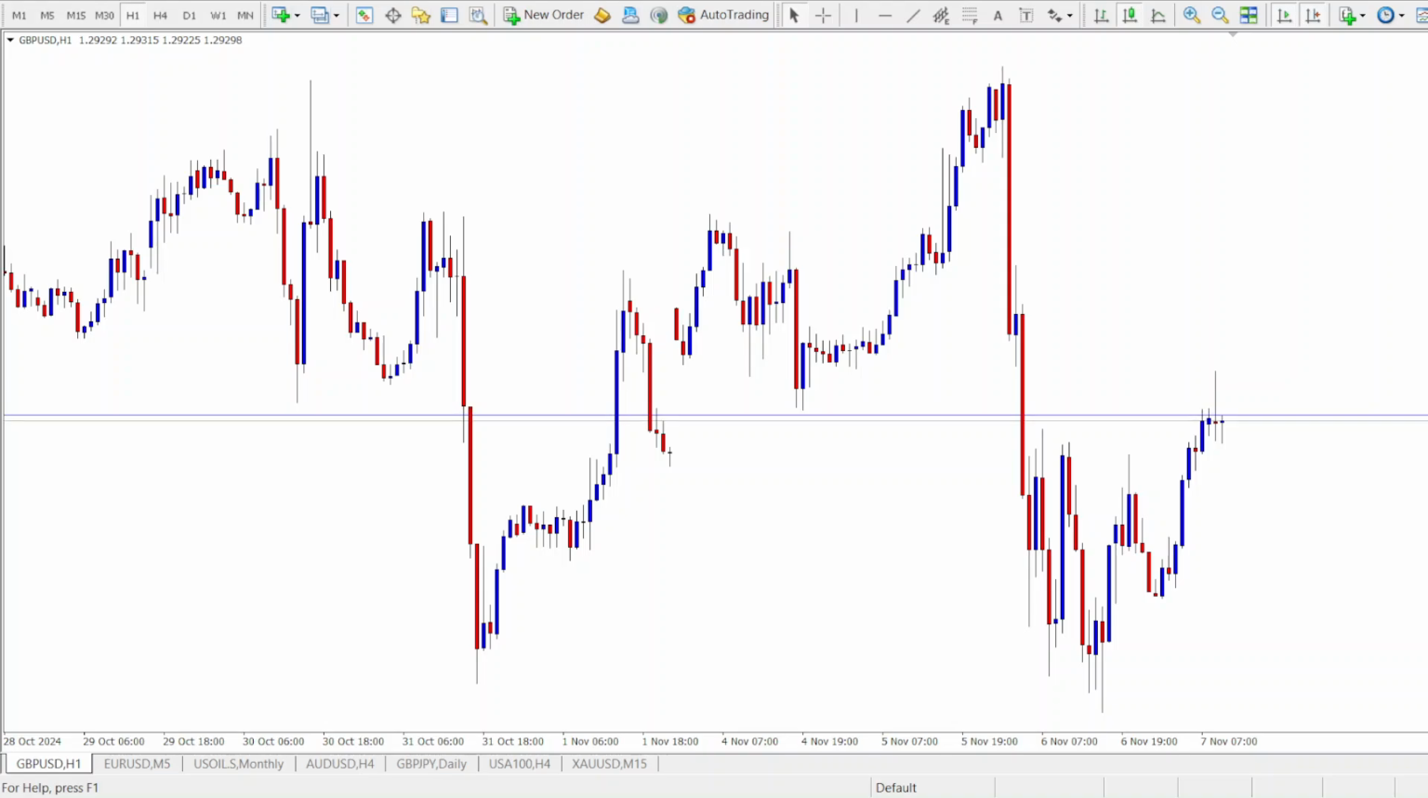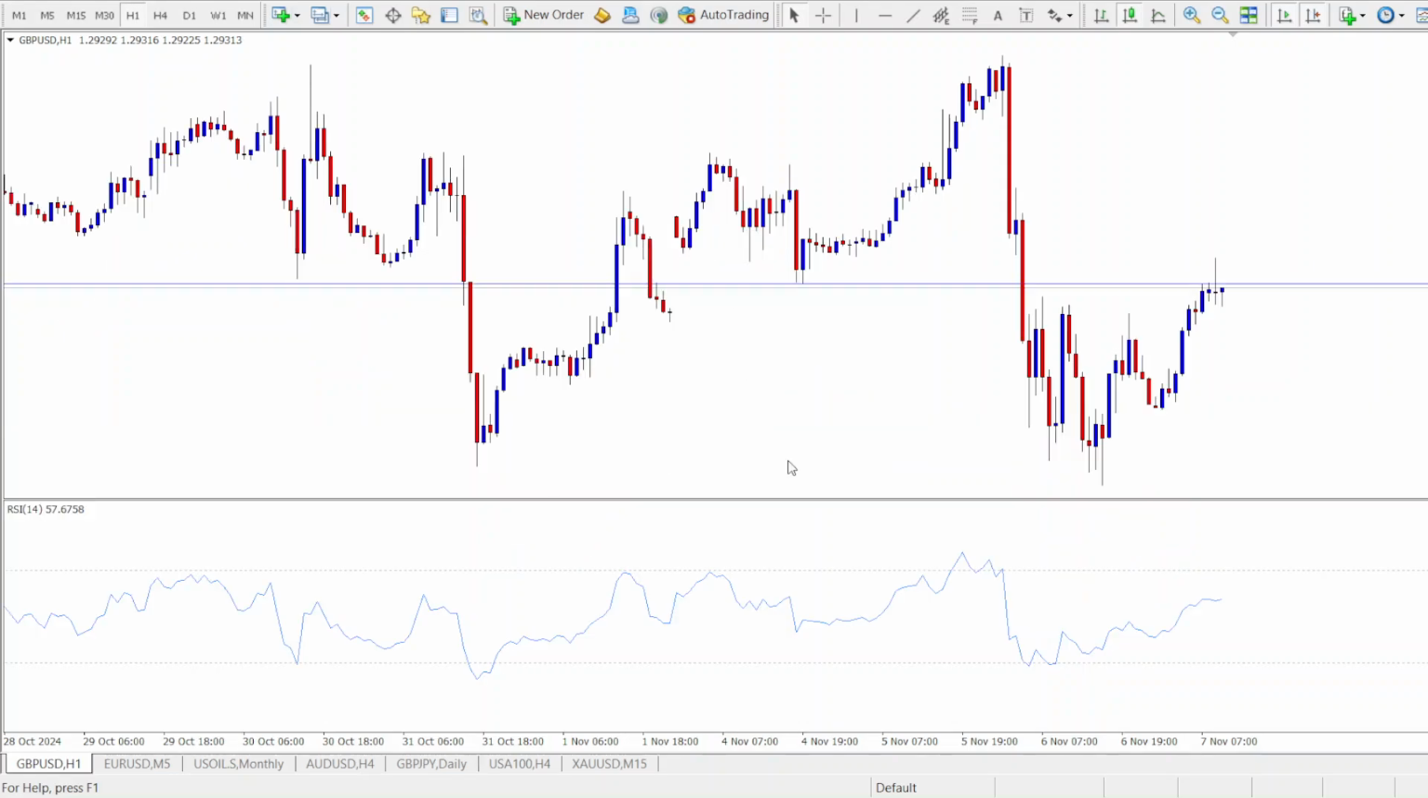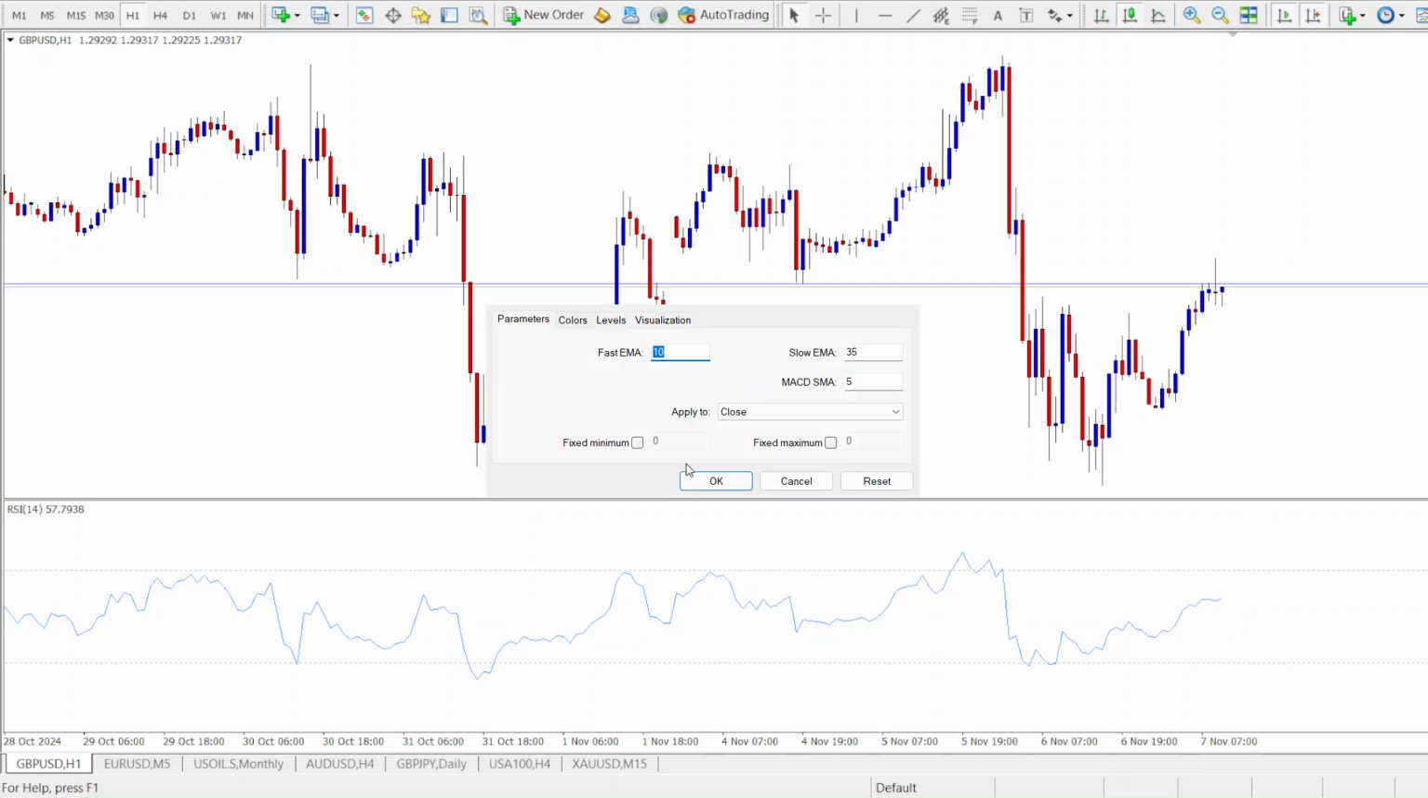Okay, let us start by understanding the basics. What exactly is divergence in Forex trading? Now, divergence is a powerful technical indicator that occurs when the price of an asset moves in one direction, while a technical indicator like the MACD or the RSI moves in the opposite direction. So I am going to be adding both the RSI and the MACD on the chart as we look into the divergence strategy. All right.